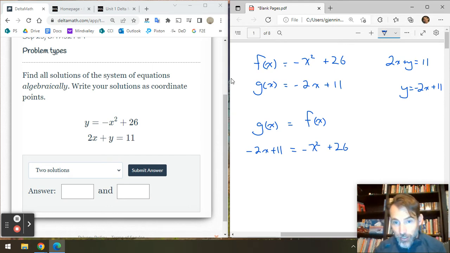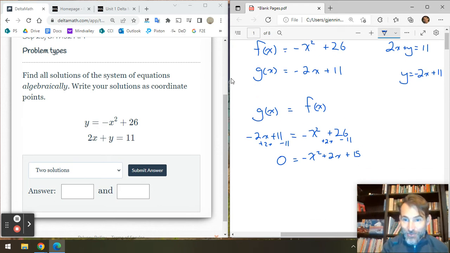Move everything to one side. 0 is equal to negative x squared plus 2x minus 11 plus 26. So I'm going to minus 11 from both sides. Just to show you there, this is plus 15. Note I added 2x to both sides. There's no like term there, plus 2x, so you saw it showed up there. All right, let's keep going.